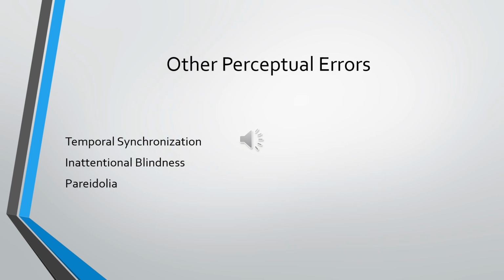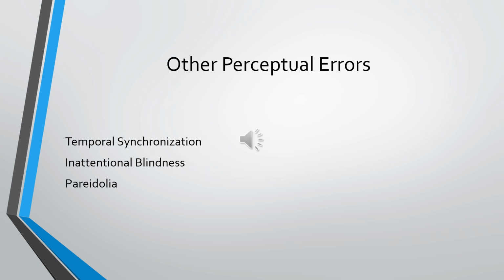There are innumerable perceptual errors, and I can only cover just a few here to give you an idea of how interesting this is, but some of my favorites are listed here. The first one is temporal synchronization. This is a really interesting activity that our brain performs on sensory data.